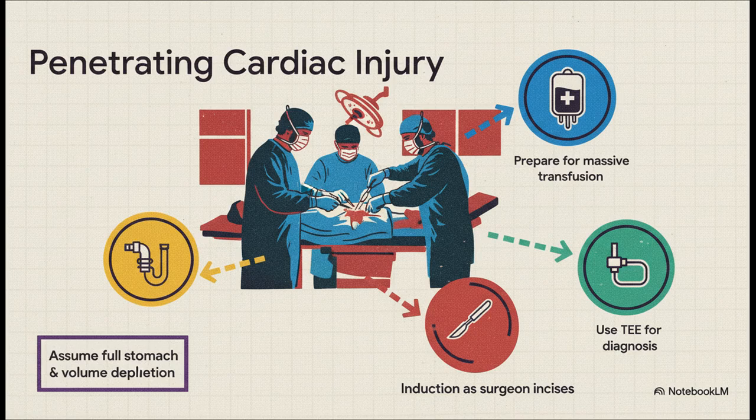Now, penetrating cardiac trauma, this is controlled chaos. There is simply no time for doing things one after the other. Our actions have to happen at the exact same time as the surgical teams. We assume a full stomach and profound hypovolemia. As the surgeon is prepping and making that thoracotomy incision, we are simultaneously securing the airway, slamming in large bore IVs and an arterial line, and screaming for blood. The induction of anesthesia often happens at the very moment the chest is being opened, and if you have TEE available, it is absolutely invaluable for diagnosing tamponade, assessing function, and guiding your resuscitation.